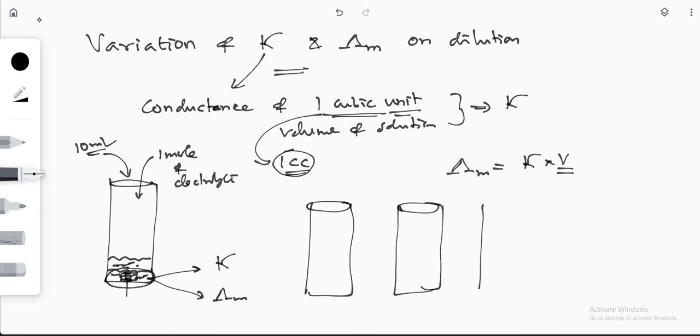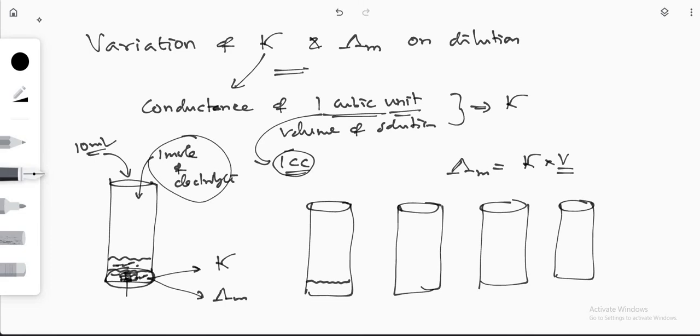Observe this carefully, student. I am going to dilute the, assume that this is the same vessel. Okay, just imagine like that. Initially we had a small amount of solution. That is, I dissolved 1 mole of the electrolyte in some small amount of water, so you will get a concentrated solution. Okay, this is a concentrated solution.